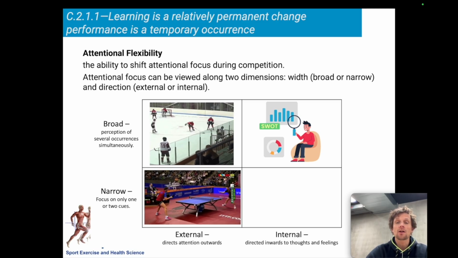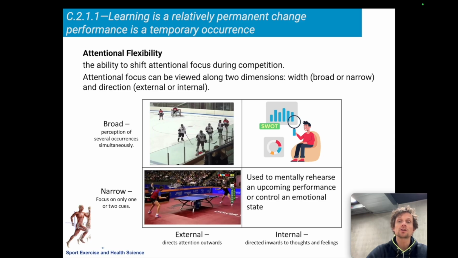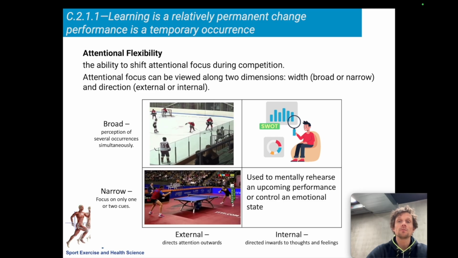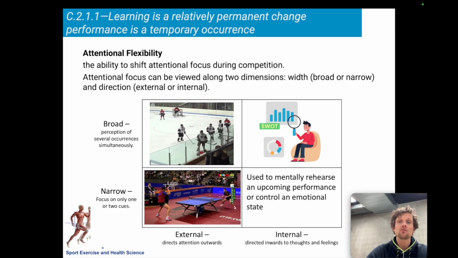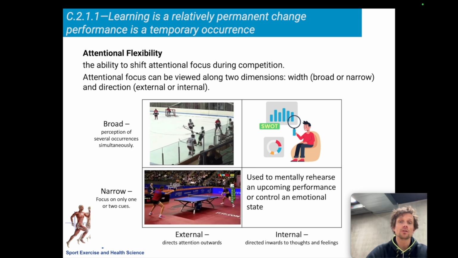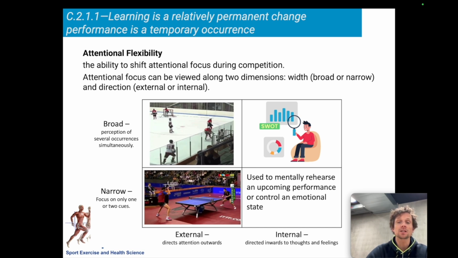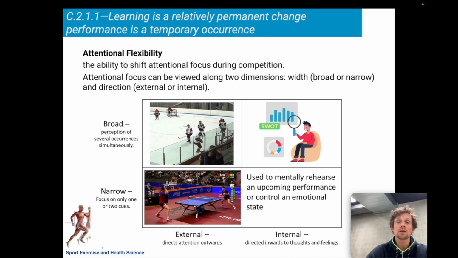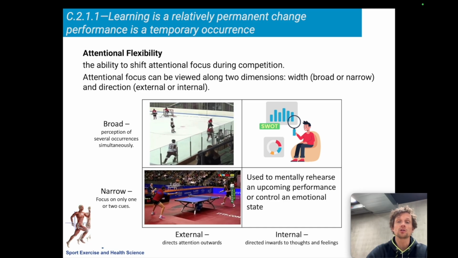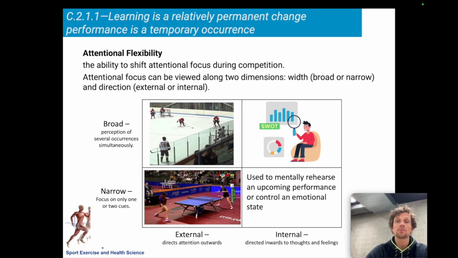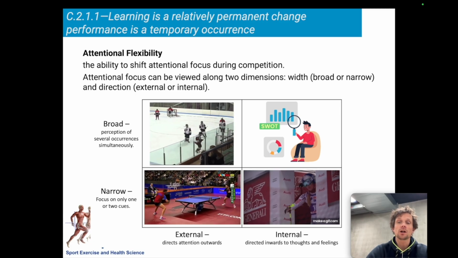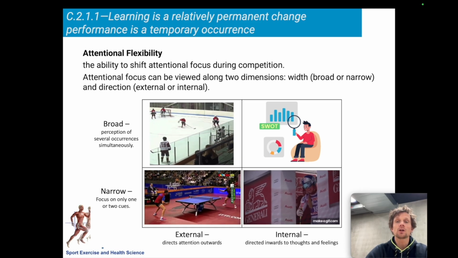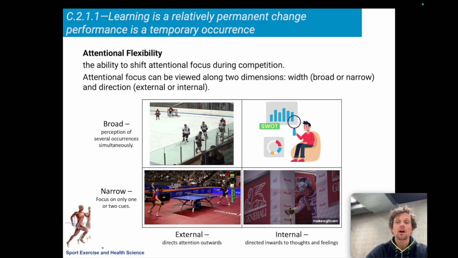Finally, let's consider a narrow internal focus. So this is going to be used normally to mentally rehearse an upcoming performance or control an emotional state. We're focusing on something really specific here, not long duration over the course of an entire season, but a specific situation at a specific point in time. It's internal because we're looking within ourselves in order to try and control that emotional state or rehearse that upcoming performance, for example. Here's a good example of a skier about to take part in a downhill race, and you can see them visualizing the turns that they're going to make and how that's going to feel once they're on the course.